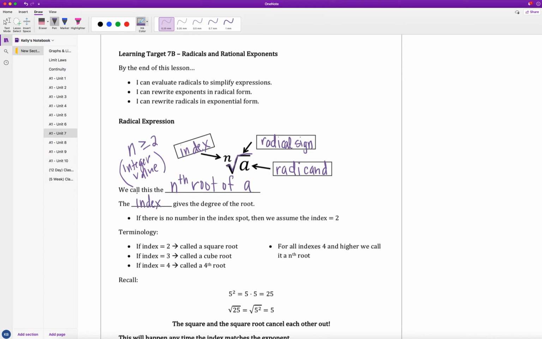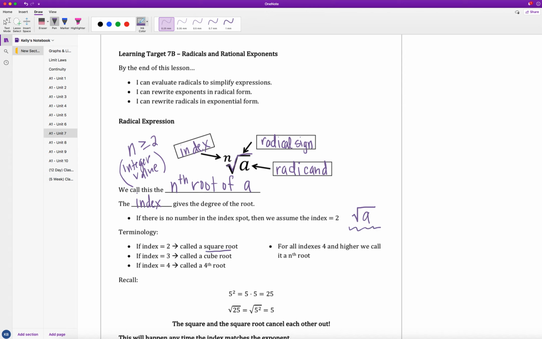There is one special case where we wouldn't write a number, and that would be when we assume that the index is 2. You might have seen square roots before, where we don't write the 2. If I see a radical sign without any number in the superscript in front, we assume that number is a 2, and it is called a square root. So in this example right here, we would have the square root of A.